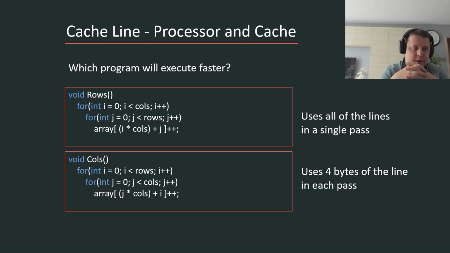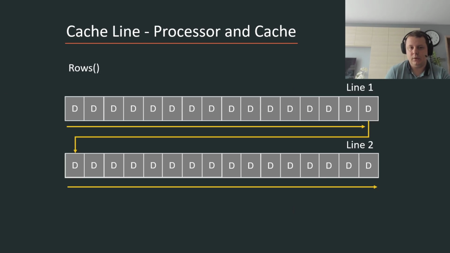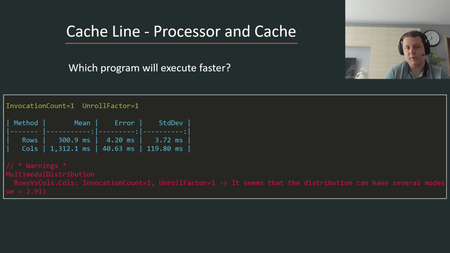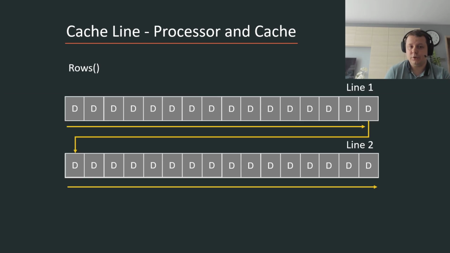So going back to my question about these two programs, which one will execute faster? Hopefully you have an idea which one it is, but let's actually look at how it behaves. This is the performance result. The rows version should execute a lot faster than the columns version, but let's see what happens.